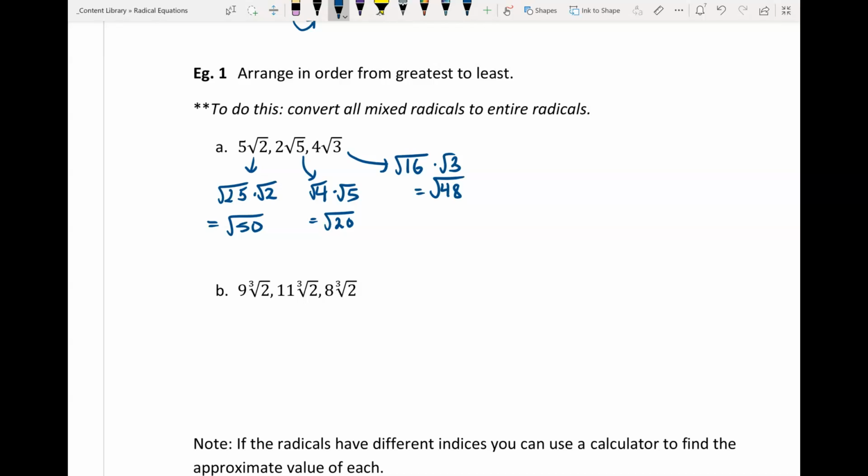Now I can order this from greatest to least. So we have the root of 50, the root of 48, and the root of 20. If we were to reorder this from greatest to least, or we can write it as the original mixed radical, so that would be 5 root 2, 4 root 3, and 2 root 5.